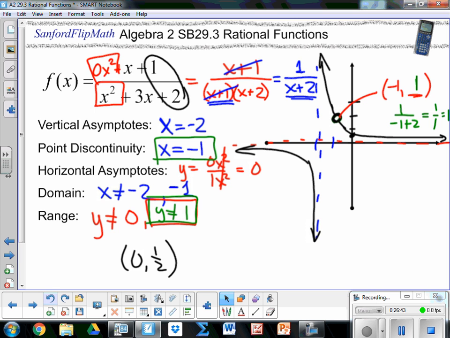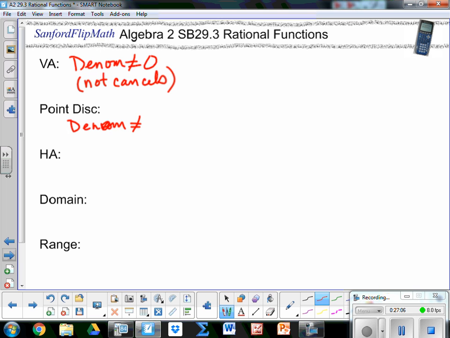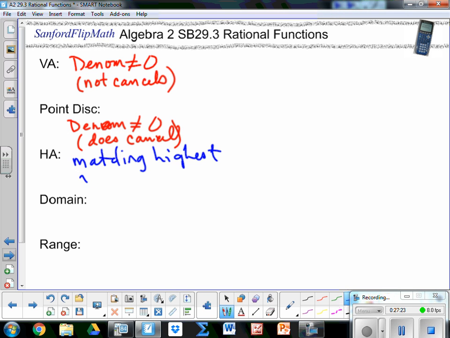Okay, so we're going to try and summarize some of this. Vertical asymptotes come from the denominator can't equal 0. So anything that makes the denominator 0 is a vertical asymptote unless it cancels out. Point discontinuities happen from the denominator equaling 0 again, but something that does cancel. Horizontal asymptotes we find by matching the highest exponent of x and then reducing.